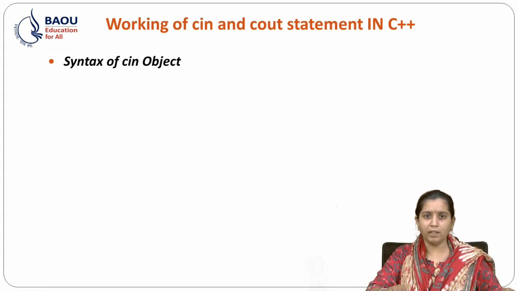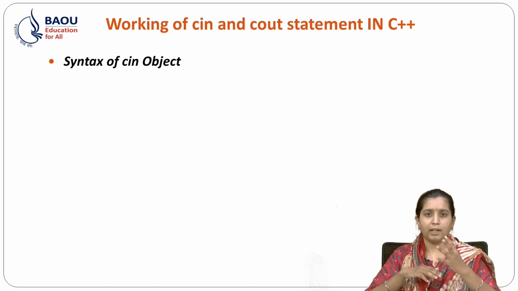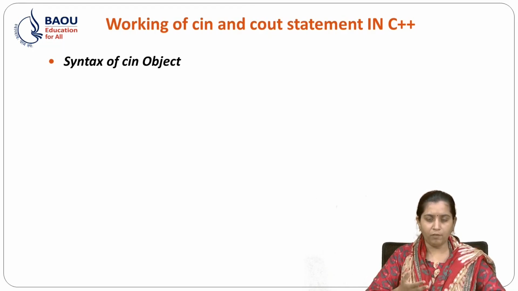Working of cin and cout statements in C++. C++ has a number of predefined streams that are also called standard input-output objects. The streams are automatically activated when the program execution starts. The 4 standard streams in C++, cin, cout, cerr, and clog, are automatically opened before the main function is executed and closed after the main function.